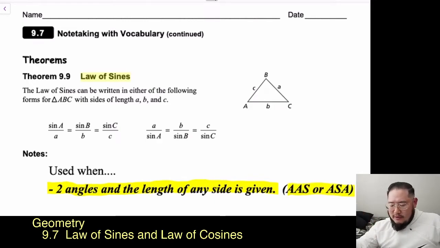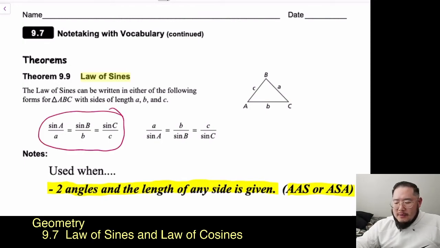So, if in a diagram they give you two angles and the length of any side, you can go ahead and set up the ratio that we have right here. And it doesn't matter how you set it up, whether you have the sine on the numerator or the sine in the denominator in the second one. It all works. It's all personal preference. But once again, you only need to use 2 out of the 3 ratios.